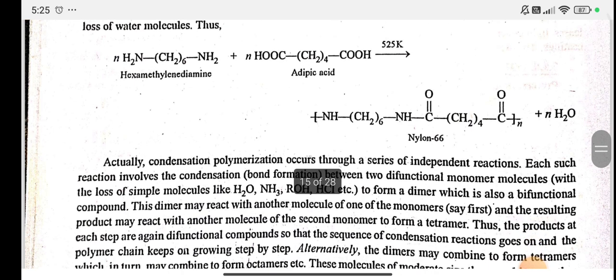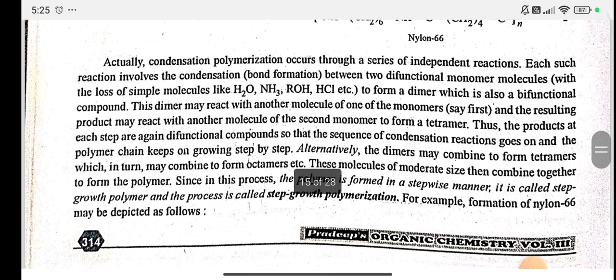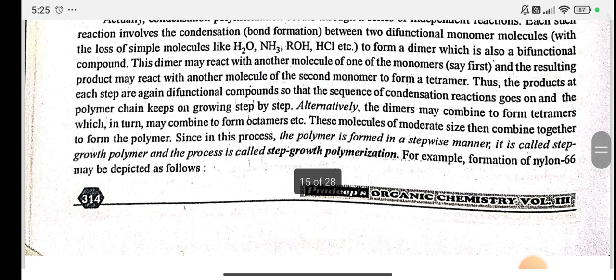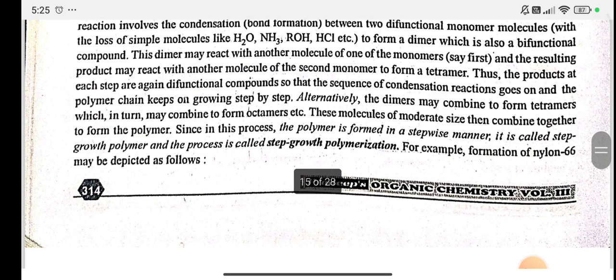Actually, the condensation polymerization occurs through a series of independent reactions. Each such reaction involves the condensation between two difunctional monomer molecules and the loss of a simple molecule like water, ammonia, ROH, and HCl to form a dimer, which is also a bifunctional compound.